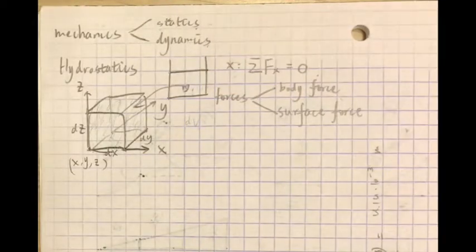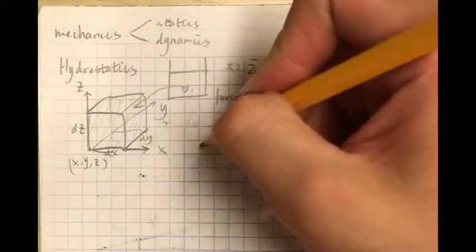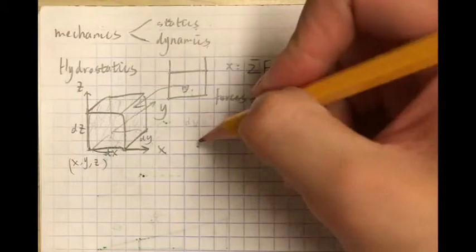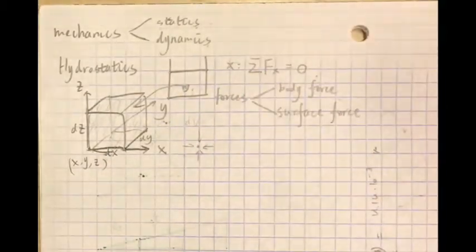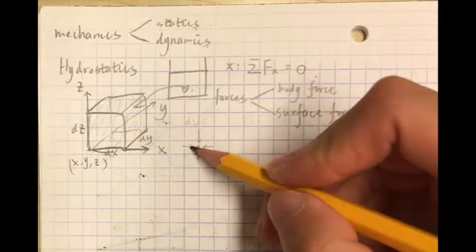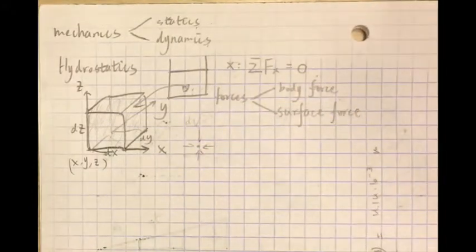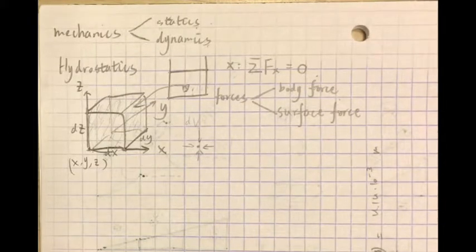And the pressure itself is a scalar. So it does not have a specific direction. Say we have a point here, and pressure acting at that point will be acting in all directions. But if we want to investigate a force caused by pressure, then we need to introduce a surface.